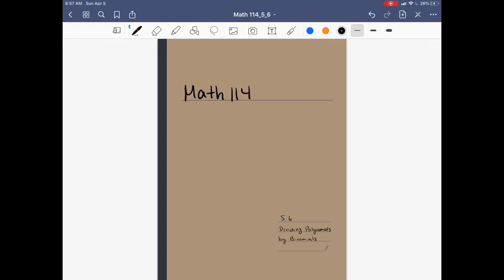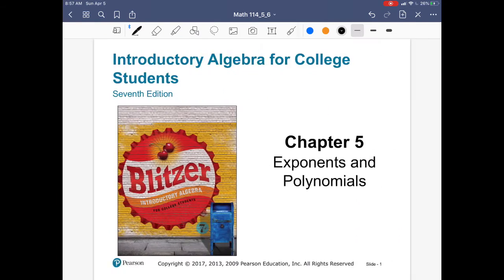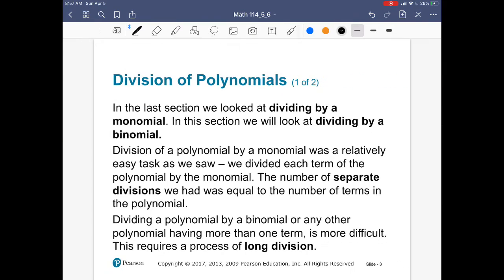So this is Math 114, 5.6, dividing polynomials by binomials. In the last section, we looked at dividing by a monomial. In this section, we'll look at dividing by a binomial. Division of a polynomial by a monomial was a relatively easy task, as we see. We divide each term of the polynomial by the monomial. The number of separate divisions we had was equal to the number of terms in the polynomial.